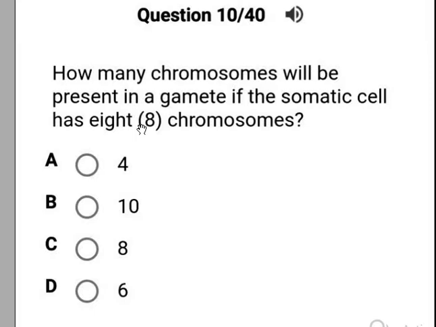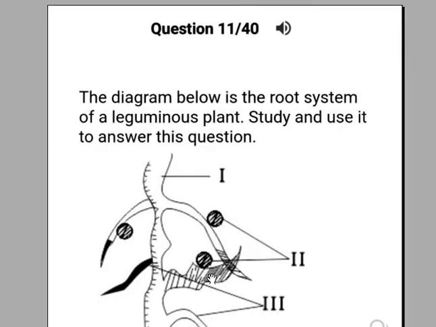If it is 16, it will become 8. If it is 20, it becomes 10. So the best option here is 4. Moving to the next question. Question 11.